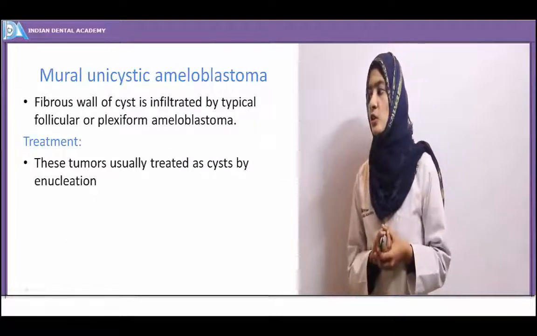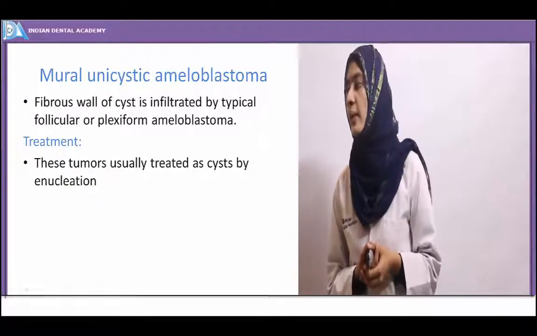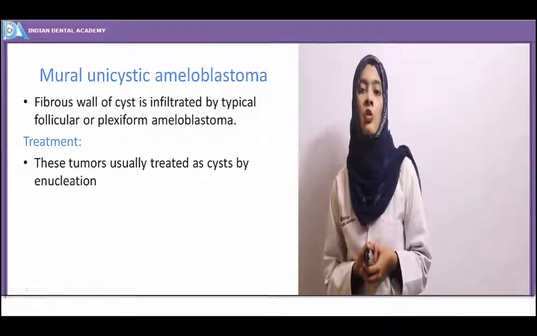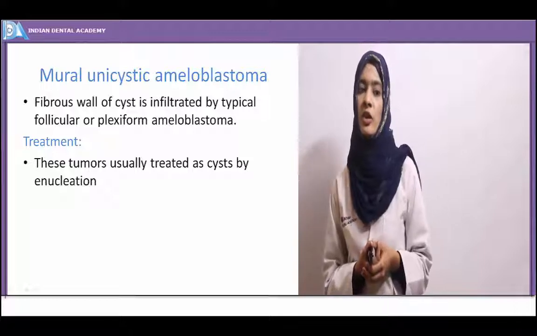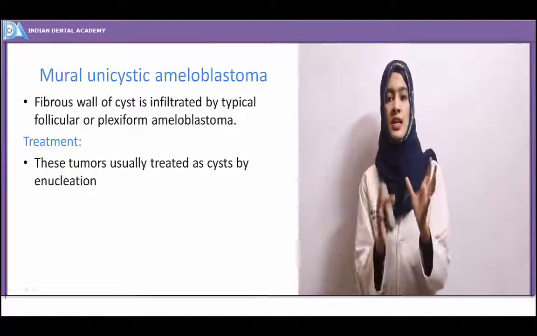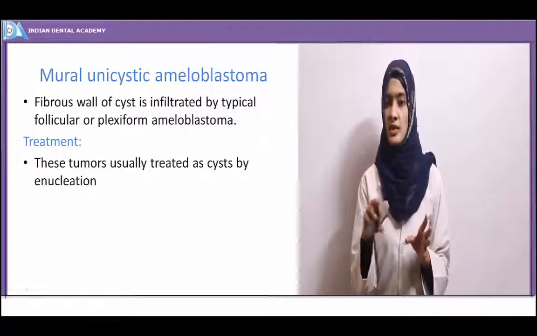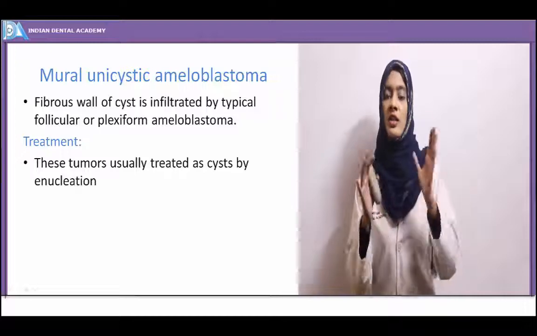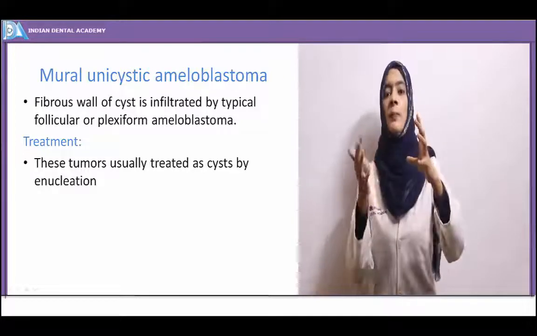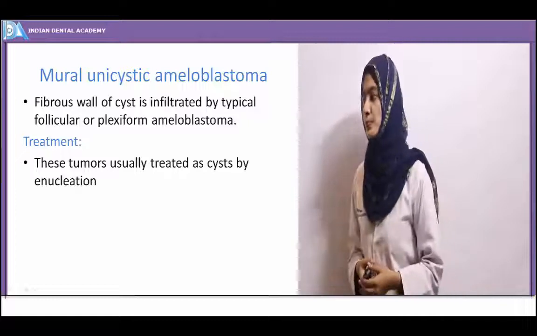In mural unicystic ameloblastoma, again the cystic lining is present, but it is infiltrated with the follicular type of ameloblastoma. Follicular type of ameloblastoma is nothing but islands of tumor cells seen with peripheral tall columnar cells and central polyhedral cells, that is, stellate reticulum like cells. All these tumor islands are present just within the fibrous cyst wall.